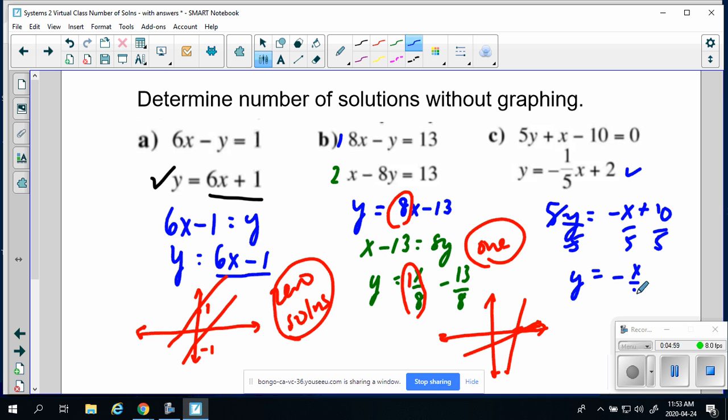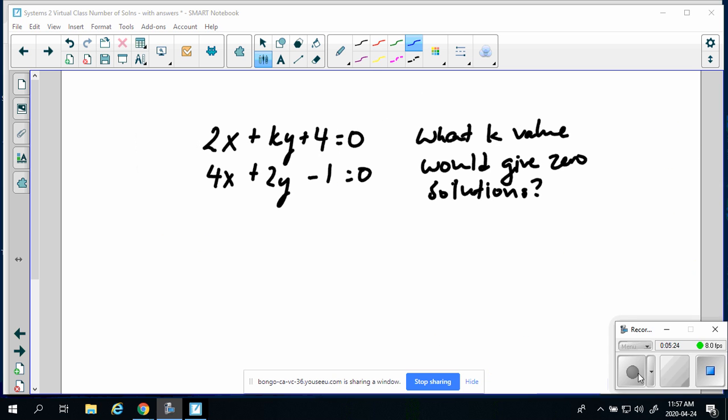-x over 5 plus 2. Wait a second. Negative x over the 5 is the same thing as saying negative 1/5 x. So if you look at this equation and this one that we just rearranged, you can clearly see that they are the exact same thing. And if they are the exact same thing, then you're going to have two lines lying on top of each other. And two lines on top of each other means that we have an infinite number of solutions.